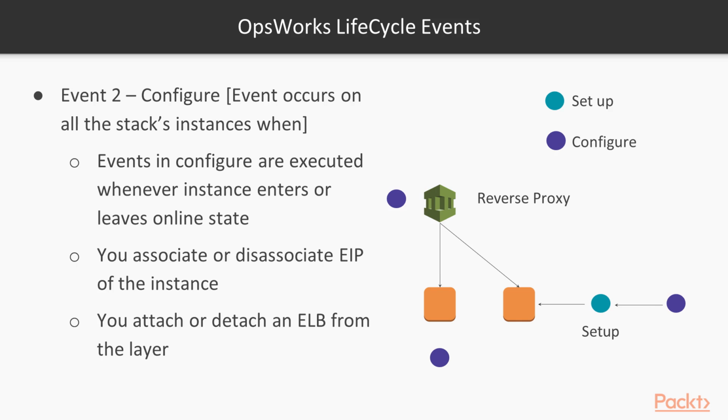Now do remember that during the configuration stage, whatever recipe that you mention within the configure will get executed across all the instances within the stack. Now events in the configure stage are executed when the instance enters or leaves the online state. This is the first aspect. Second aspect is when you associate or disassociate an elastic IP of the instance. And the third is when you attach or detach an ELB from the layer. So this is where the configure stage comes in. So this is the second stage of the OpsWorks lifecycle.